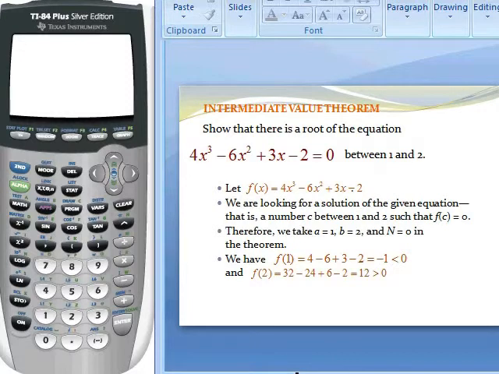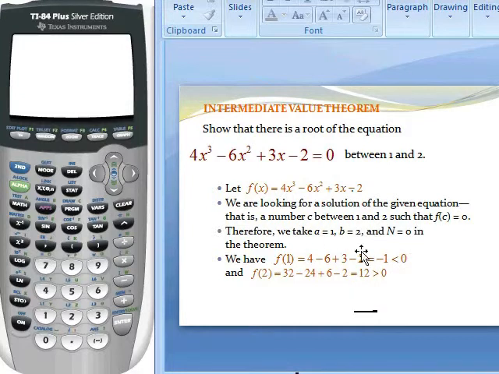Actually, there is a great application, and we can show that there is a root for an equation, for example. And how do we do that? Let's take a function, 4x cubed minus 6x squared plus 3x minus 2 equals 0. And I want to show that this has a root between 1 and 2 or someplace in that vicinity.